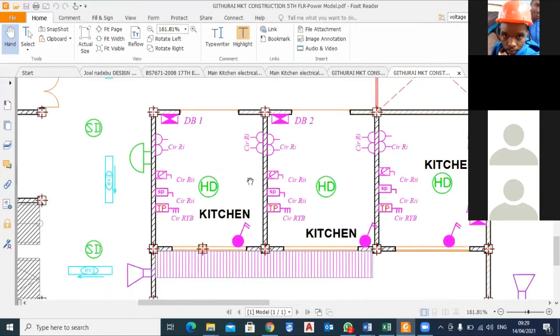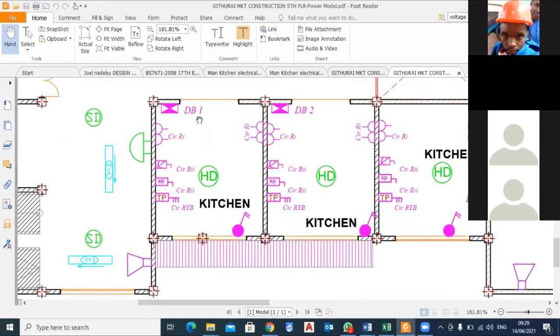Ukiangalia hapa kwa kitchen kuna distribution board DB1 in kitchen 1. Hii hapa penye niko sahi penye kamkono kako. You see nimename socket hapa ni circuit R1.